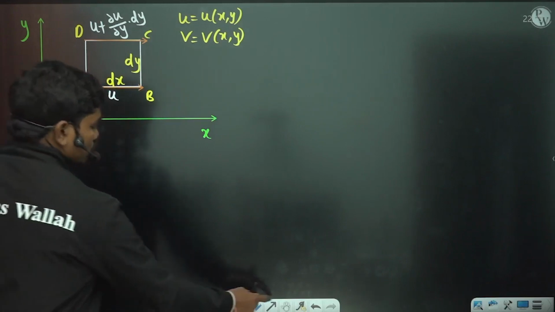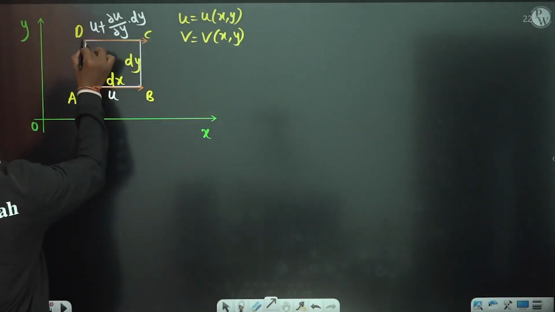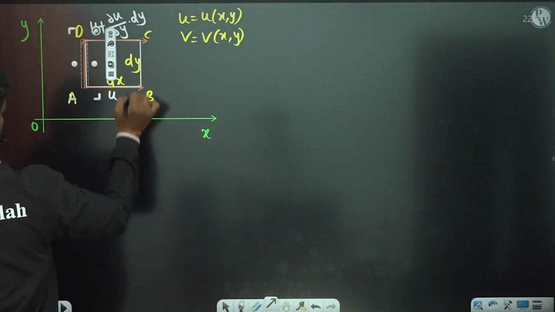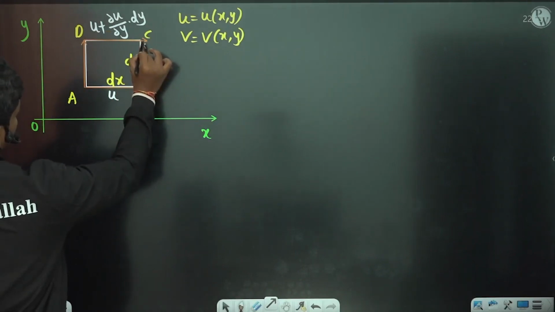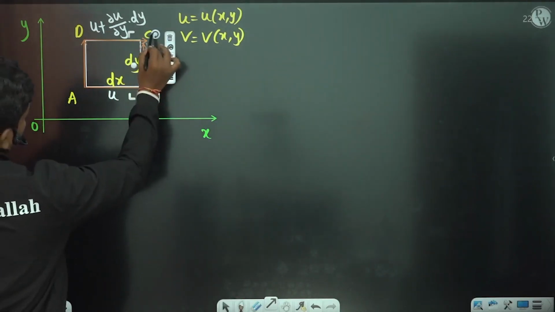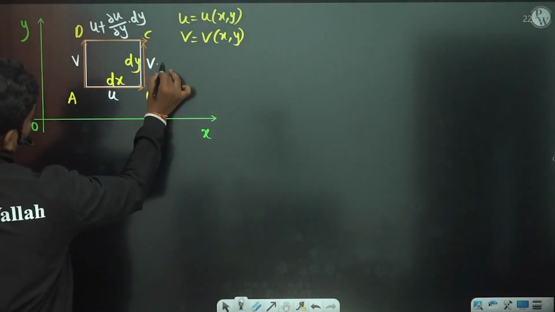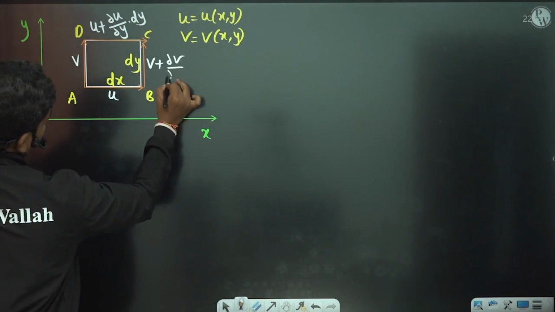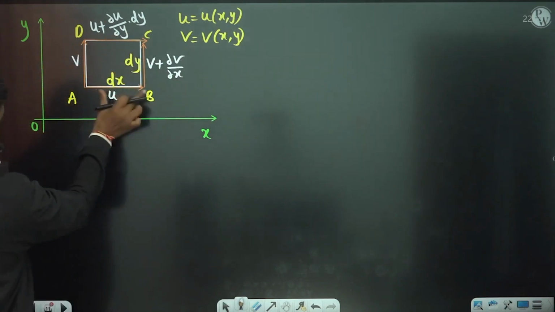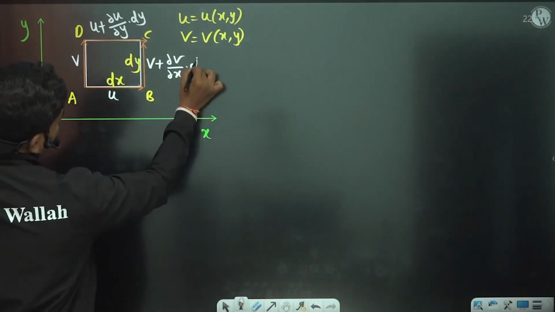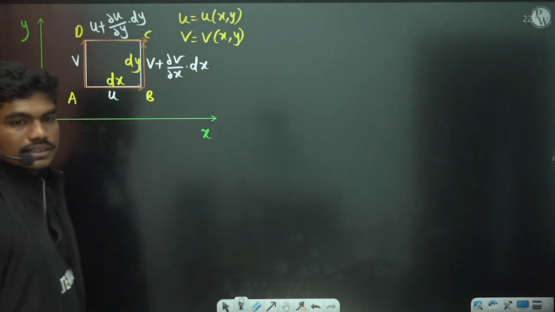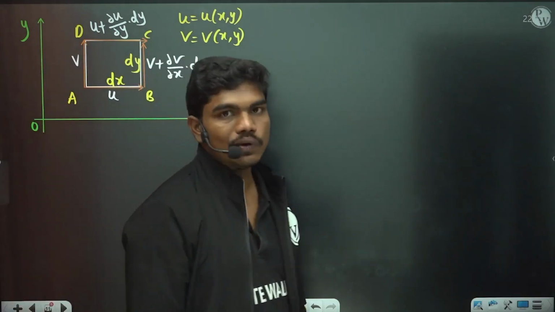Similarly, if this velocity is v, then this velocity is v plus dou v by dou x into dx, because these two layers are separated by an amount dx. So that's what you have: v plus dou v by dou x into dx.